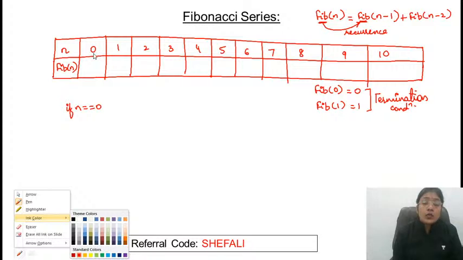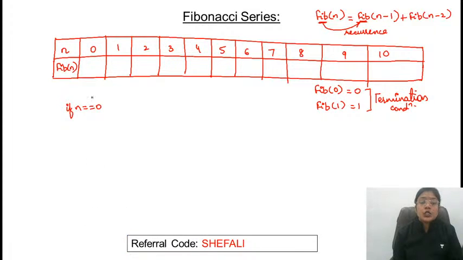Alright. So what is the termination condition? For n we are considering 0. So Fibonacci of 0 is 0. Fibonacci of 1, n is 1, so Fibonacci of 1 is 1. That is also a termination condition. Definitely, when you are calculating the value of Fibonacci of 2, that will be making a call to Fibonacci of n minus 1, that is Fibonacci of 1, plus Fibonacci of 0.